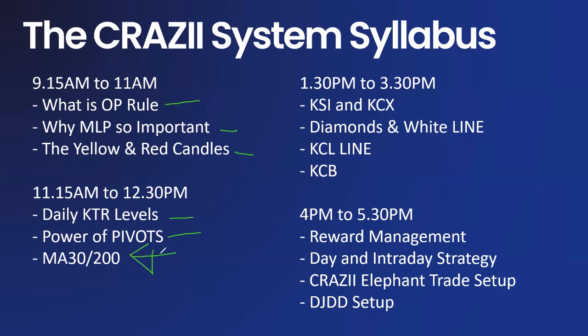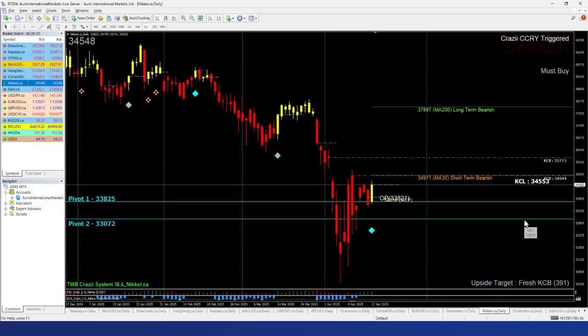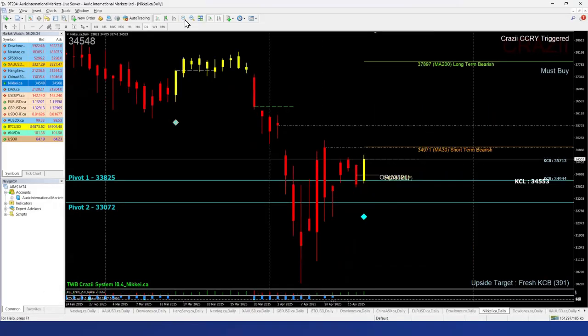It'll be the MA30 and MA200. Now, what is this? I realized that in my classes, this particular subject is always forgotten by people. I don't know why every time we talk about this subject, people forget what we taught here. Very sad. So let me show it to you right now. Okay, let's take a look.